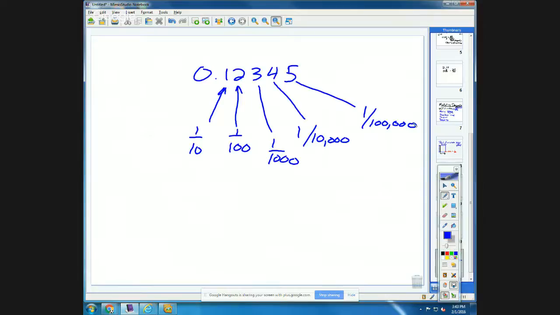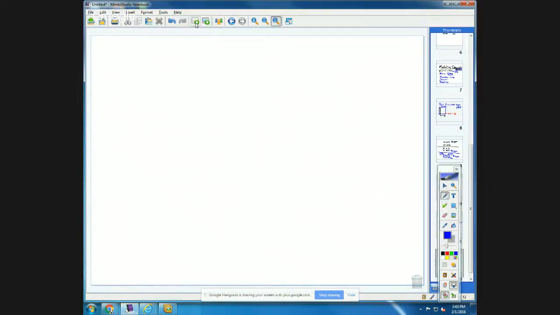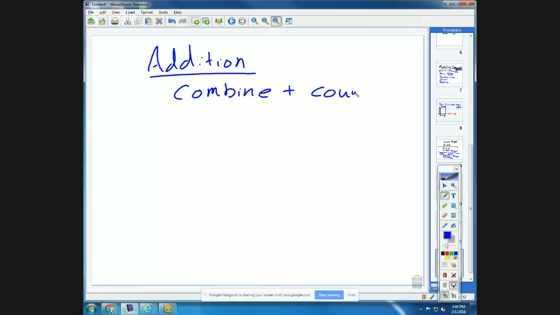All right, a couple other quick things, and I'm going to shut up and let you guys play. Quick overview of addition and subtraction. We'll come back and play with this later. What does addition mean to us? Combine and count.